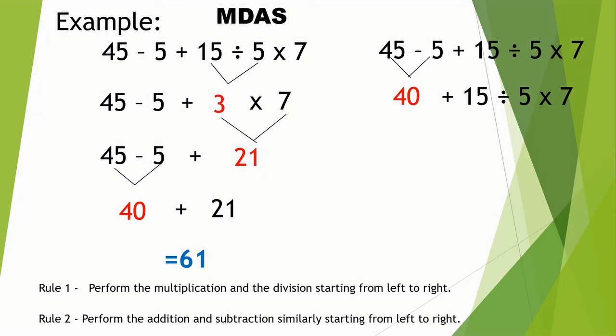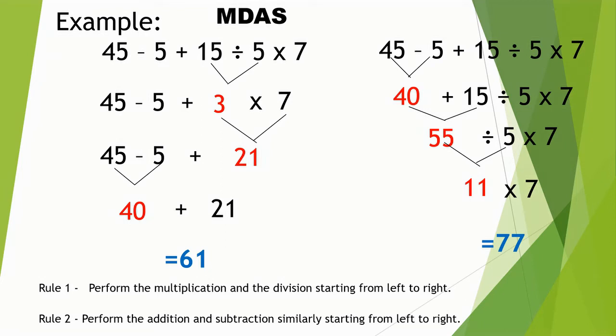Then, gusto nyo na naman niyang mag-add. Tapos, babalik na naman doon. So, 40 plus 15 is 55 divided by 5 times 7. Tapos, sabi nyo, gusto kong mag-divide. So, 55 divided by 5 is 11 times 7 is, and your answer will be 77. Kung tingnan ninyo yung dalawang sagot, yan ay magkaiba.